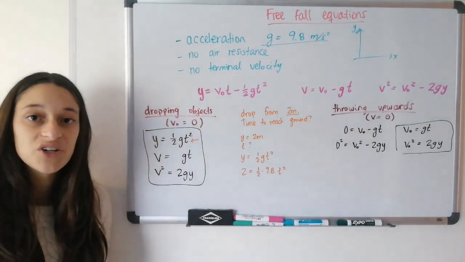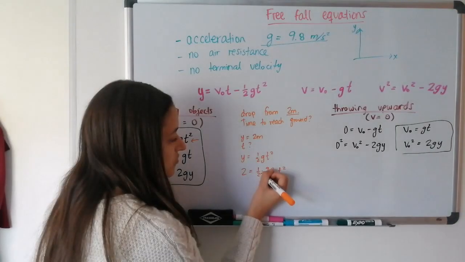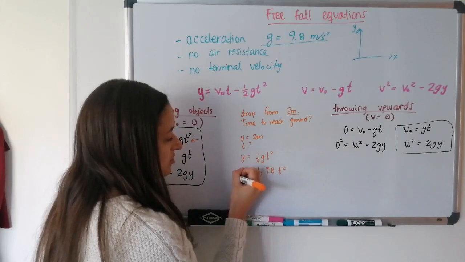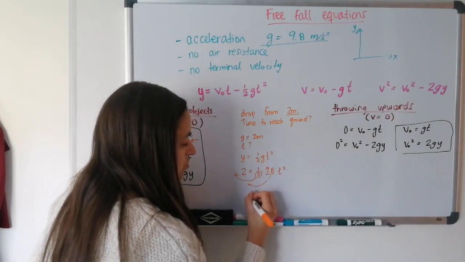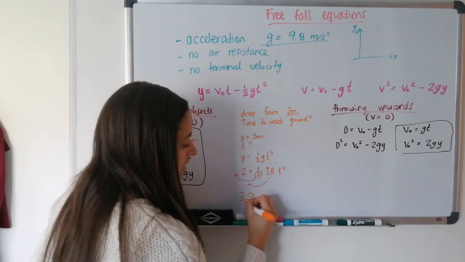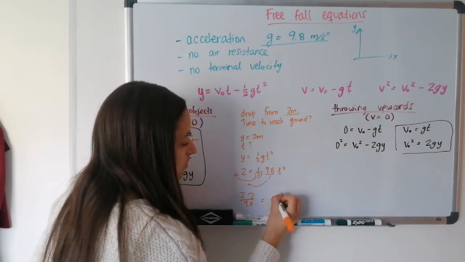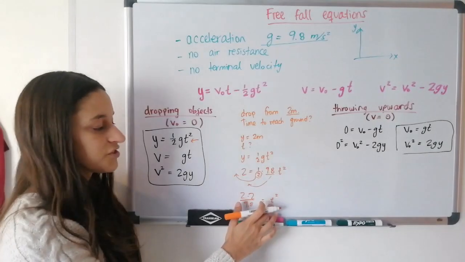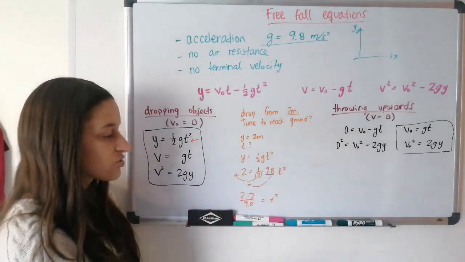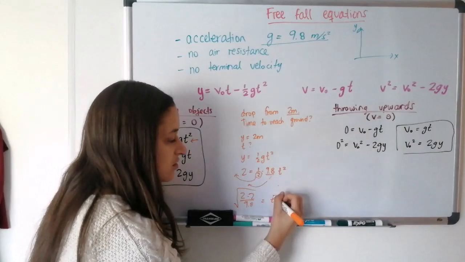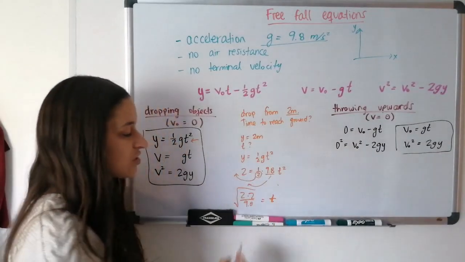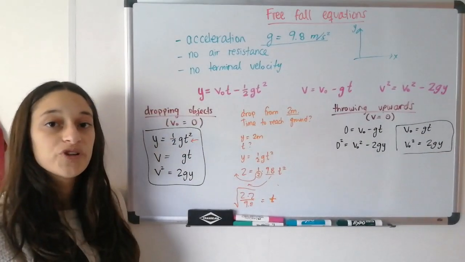So what we need to do here is solve for t. We will first pass this 2 to multiply, then divide by this 9.8, so we're going to get 2 times 2 over 9.8 equals t squared. And to solve for t, we need to take the square root on both sides. So we're going to get that t equals square root of 2 times 2 over 9.8.